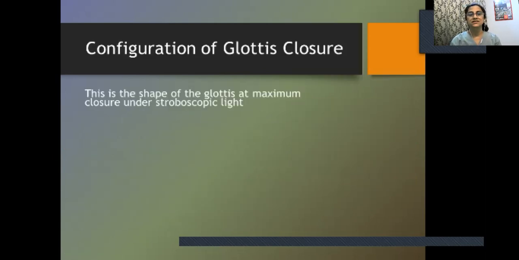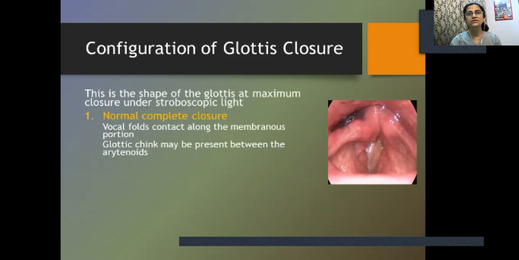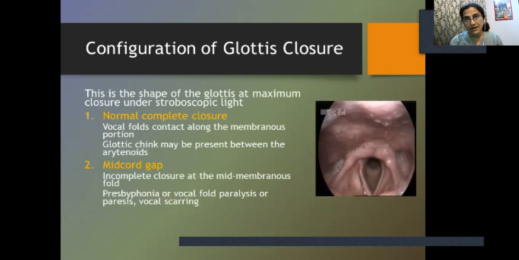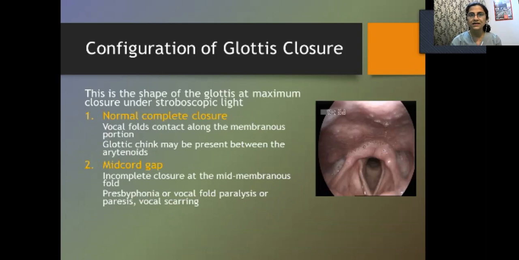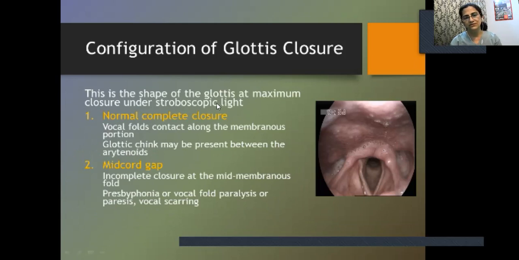Configuration is the shape of the glottis at maximum closure under stroboscopic light. You can have a normal closure pattern where the vocal folds are in complete contact along the membranous portion. There may be a slight glottic chink posteriorly, which is very common in females. Or there can be a mid-chord type of glottic closure, that is, incomplete closure at the mid-membranous portion. It's typically seen in presbyphonia, vocal fold scarring or paresis.